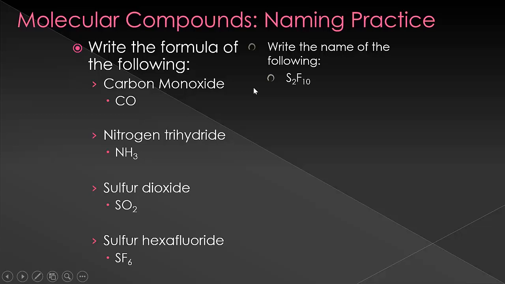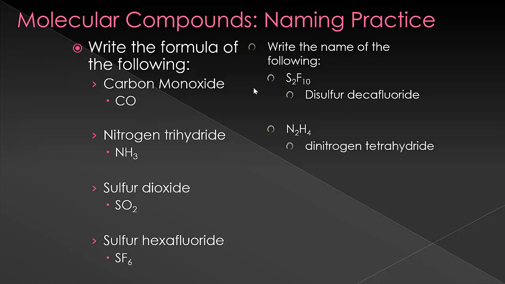Now let's go in the reverse order. So here I have S2F10. So that's a disulfur. And then you look at what the prefix for 10 is, decafluoride. Disulfur decafluoride. We then end up with N2H4. So di again, so dinitrogen. Now you have 4 H's, so dinitrogen tetrahydride.